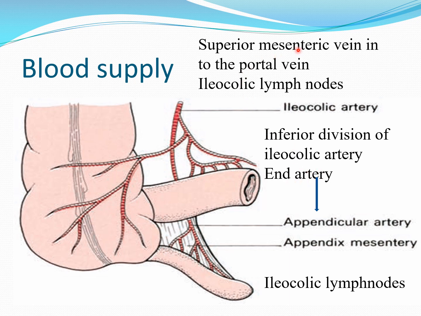So superior mesenteric vein, the portal vein, and ileocolic lymph node. This one is the venous drainage and this is the lymphatic drainage. The vein corresponds to the artery and drains into the superior mesenteric vein or the portal system, and lymphatic drainage is into the superior mesenteric lymph nodes via the ileocolic nodes.